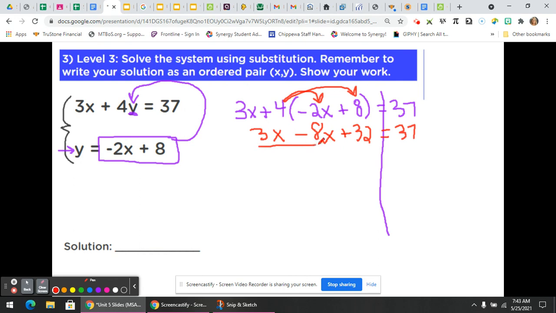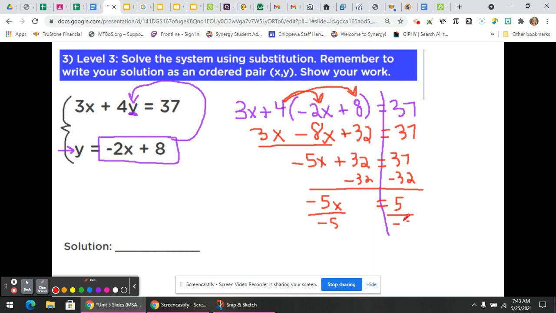So let's combine our like terms. Here, I've got 3x minus 8x gives me negative 5x plus 32 equals 37. So I'm going to subtract 32 on both sides. When I subtract 32 on both sides, I see that this turns out to be pretty nice. I've got negative 5x is equal to 5. So I'm going to divide by negative 5, divide by negative 5. Here's where I want you to finish this up. Negative 5 divided by negative 5 is 1. So I get x equals 5 divided by negative 5.